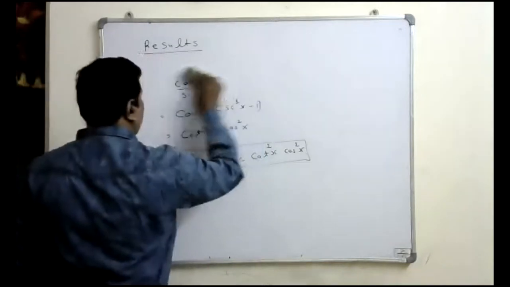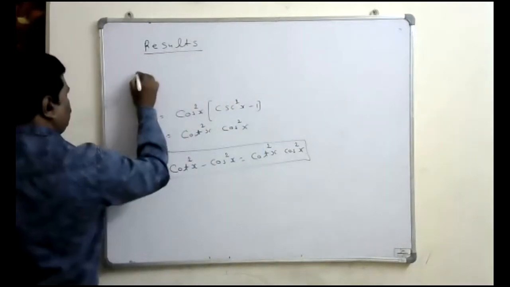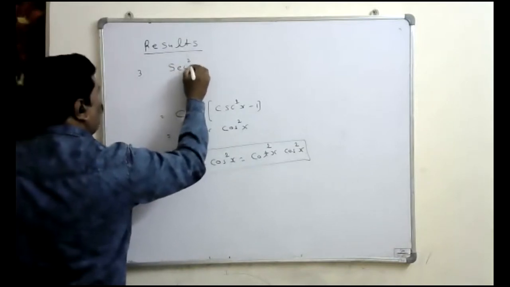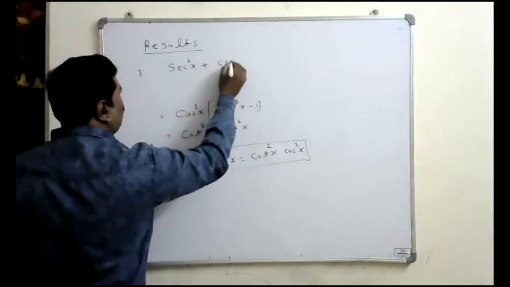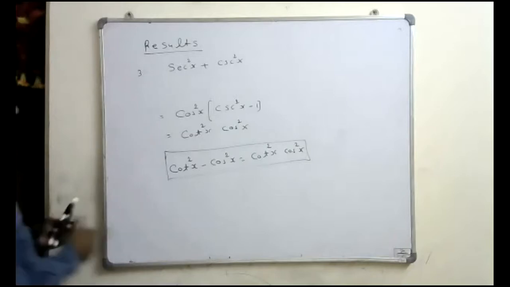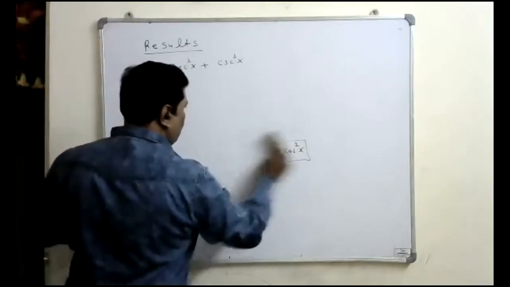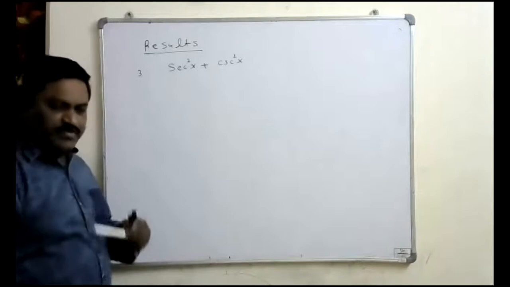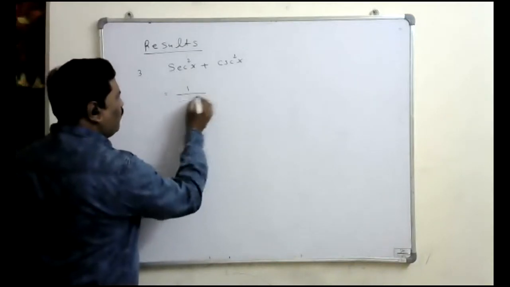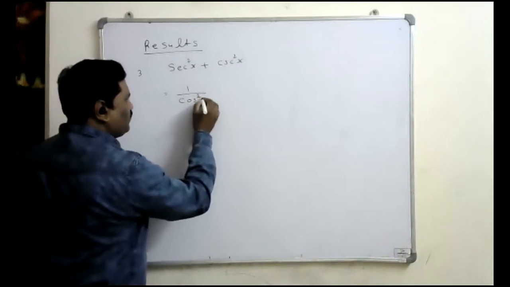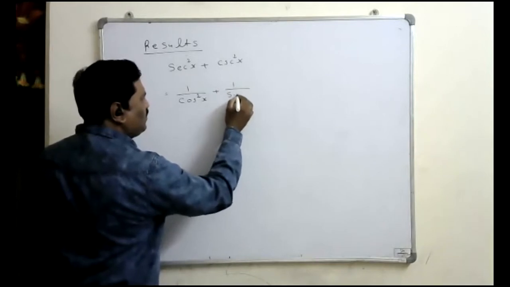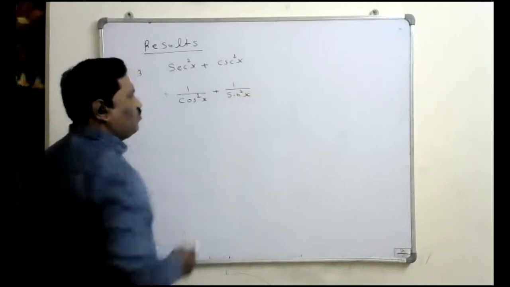Similarly, look at the third result. I want to find the value of secant square x plus cosecant square x. Secant is the reciprocal of cos, so secant square x we can write as 1 upon cos square x, plus cosecant square x, which is the reciprocal of sine, so 1 upon sine square x.